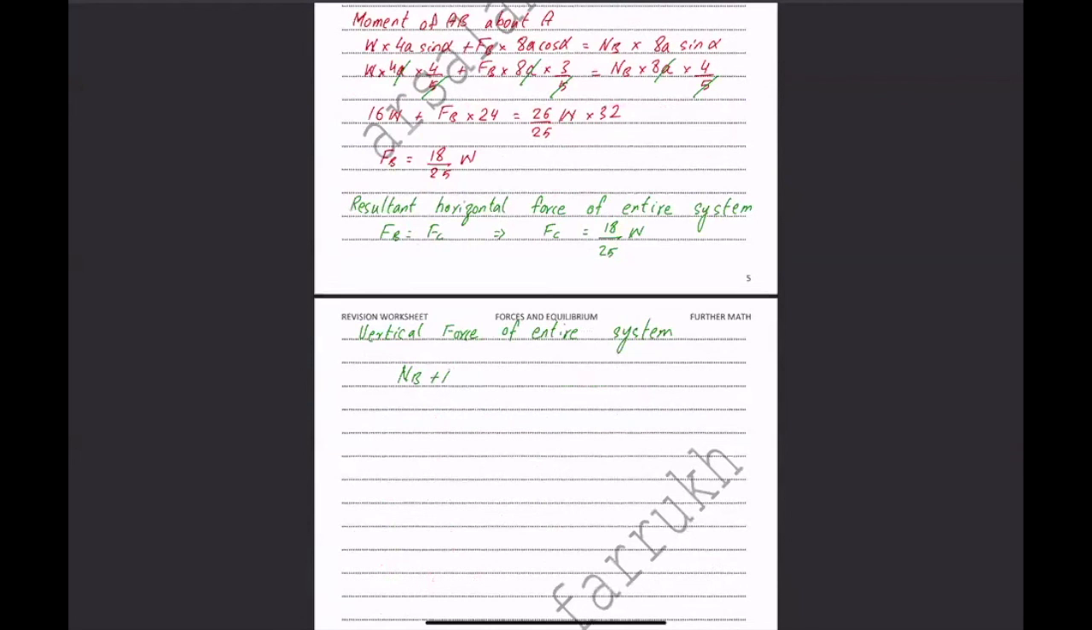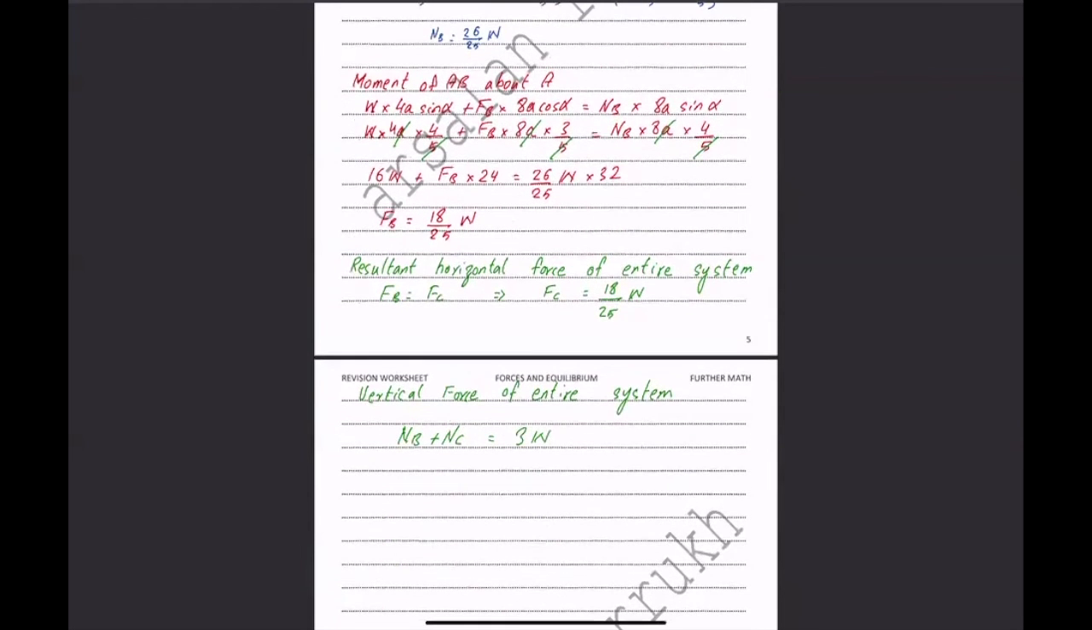Finally, to find out the normal reaction at point C, we will consider the vertical forces of the entire system. That way, we will only have NB and NC in our equation. If we've already found out the value of NB, if we plug in that value, we will be able to find out the normal reaction at C.